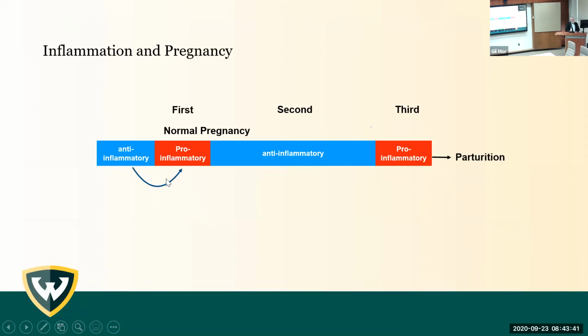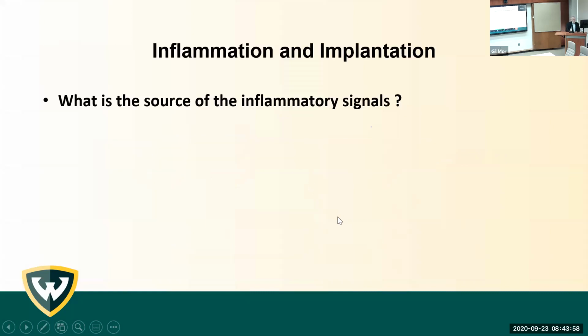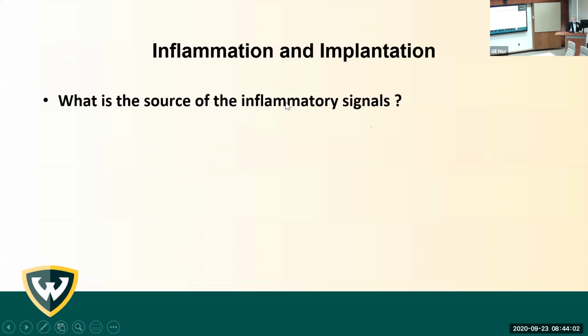And the next question also is, what are the factors that are regulating the shift in each of these stages? Because again, if inflammation is happening too early, as I will show you later, that will induce complete embolization. So what regulates those shifts? The first question that we have was, what is the source of inflammatory signals?